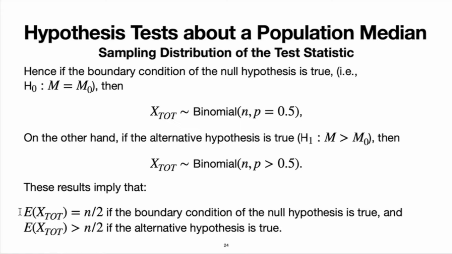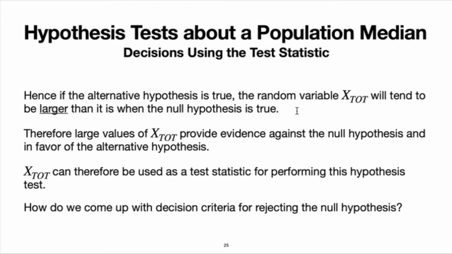And so the expected value of x tot, or the mean of its distribution, is n over 2. If the alternative is true, then the expected value of x tot, the mean of the sampling distribution of our test statistic, is something greater than n over 2. And so from all this, if the alternative hypothesis is true, then the random variable x tot will tend to be larger than when the null hypothesis is true. Does that make sense? Therefore, large values of x tot provide evidence against the null hypothesis and in favor of the alternative hypothesis.